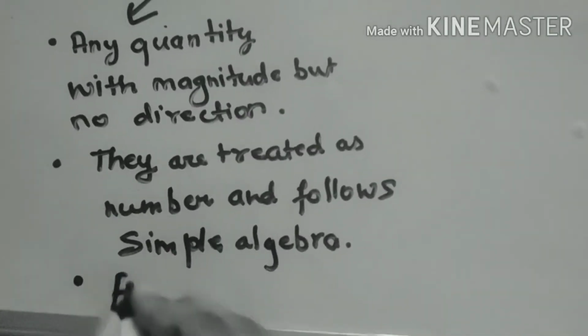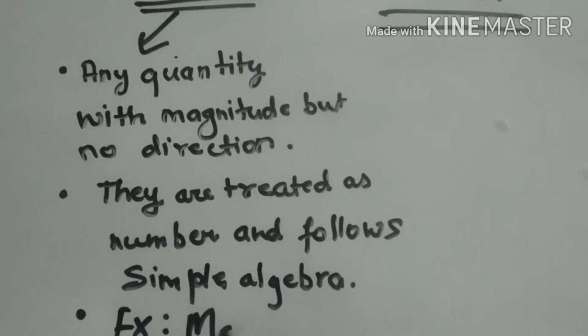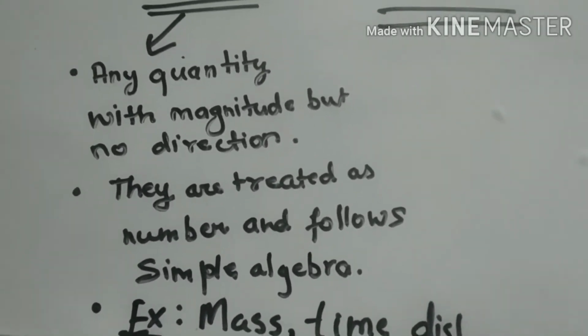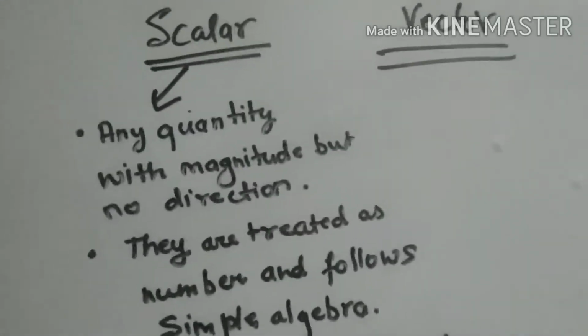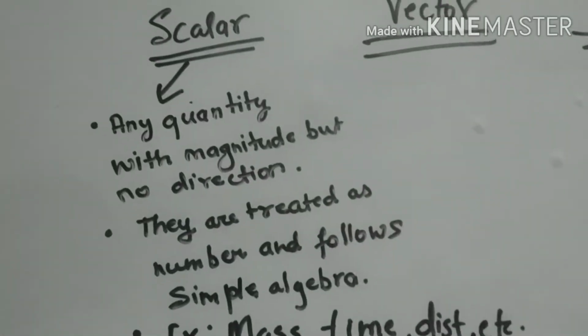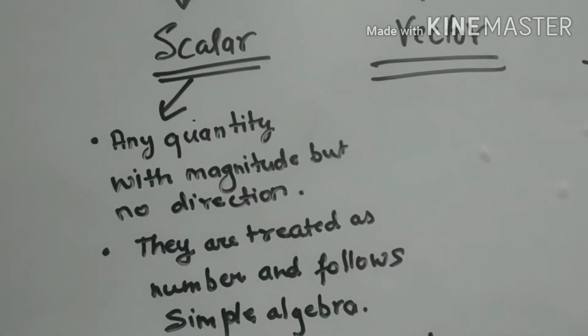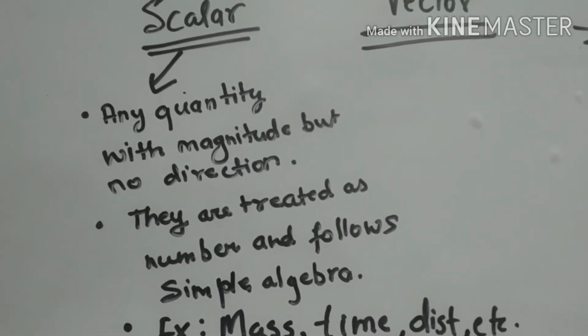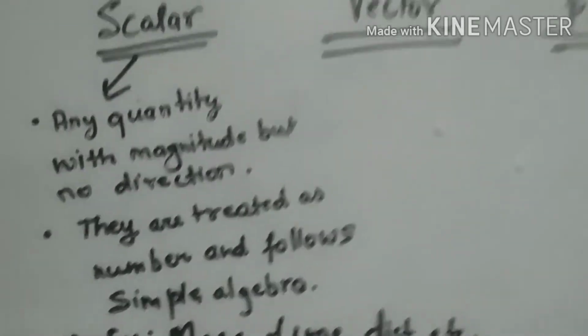And third point will be some examples, like we can say mass, it has magnitude but no direction, time, distance, etc. Okay, so scalar quantity is any quantity with magnitude but no direction, and they are treated as numbers and follow simple algebra. Example, mass, time, distance, etc.